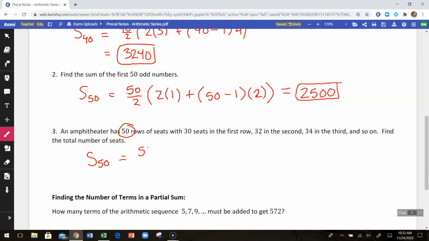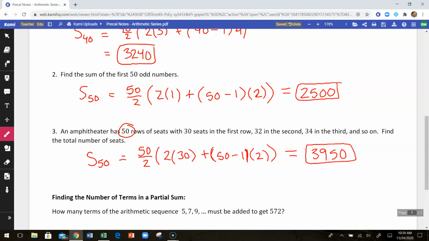Again, we're going to use 50 for n, so 50 divided by 2. The first row has 30, so that's my A value. Again, n is 50. And the common difference is the difference between the number of seats in each consecutive row, which is 2. And we can evaluate that and we get 3,950. So that's the total number of seats in the amphitheater.